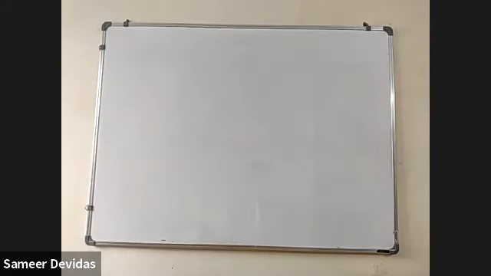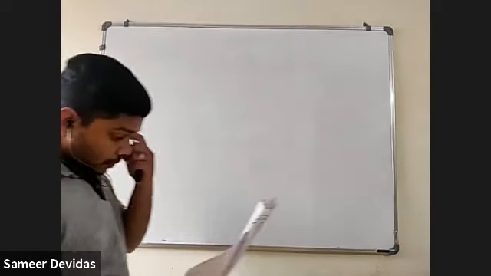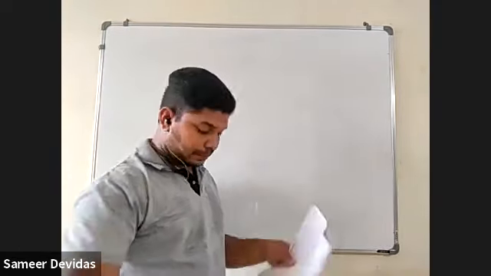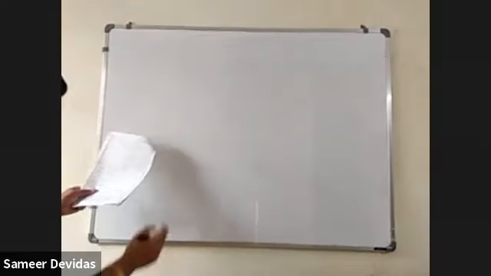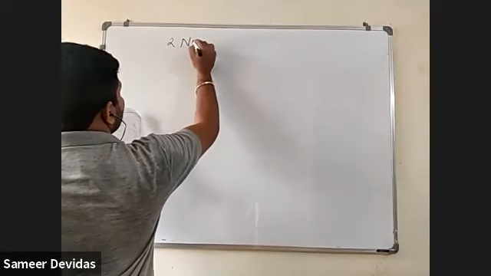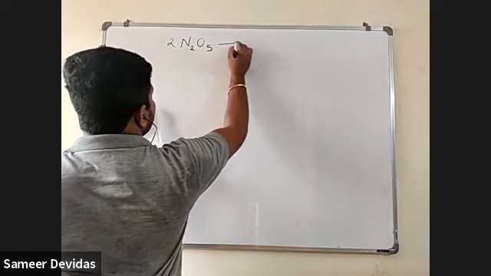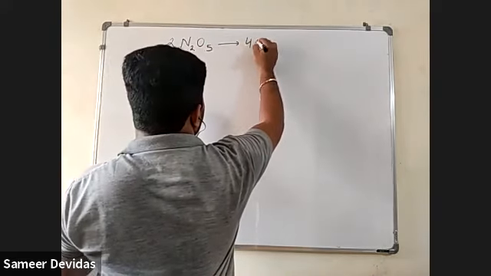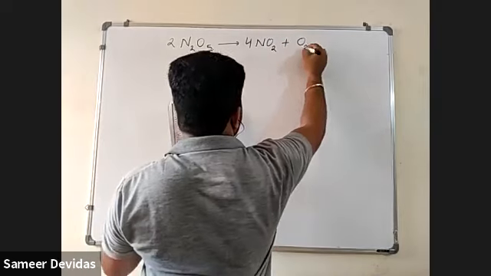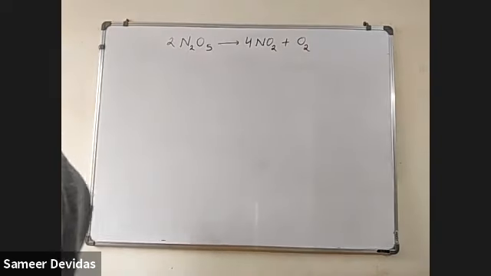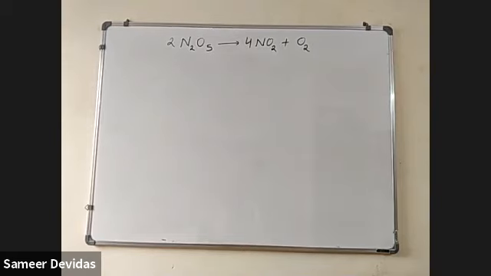Next, we'll see one more problem. Take down. For the reaction 2N2O5 will give 4NO2 plus O2. Write down. For the reaction 2N2O5 will give 4NO2 plus O2. Full stop.